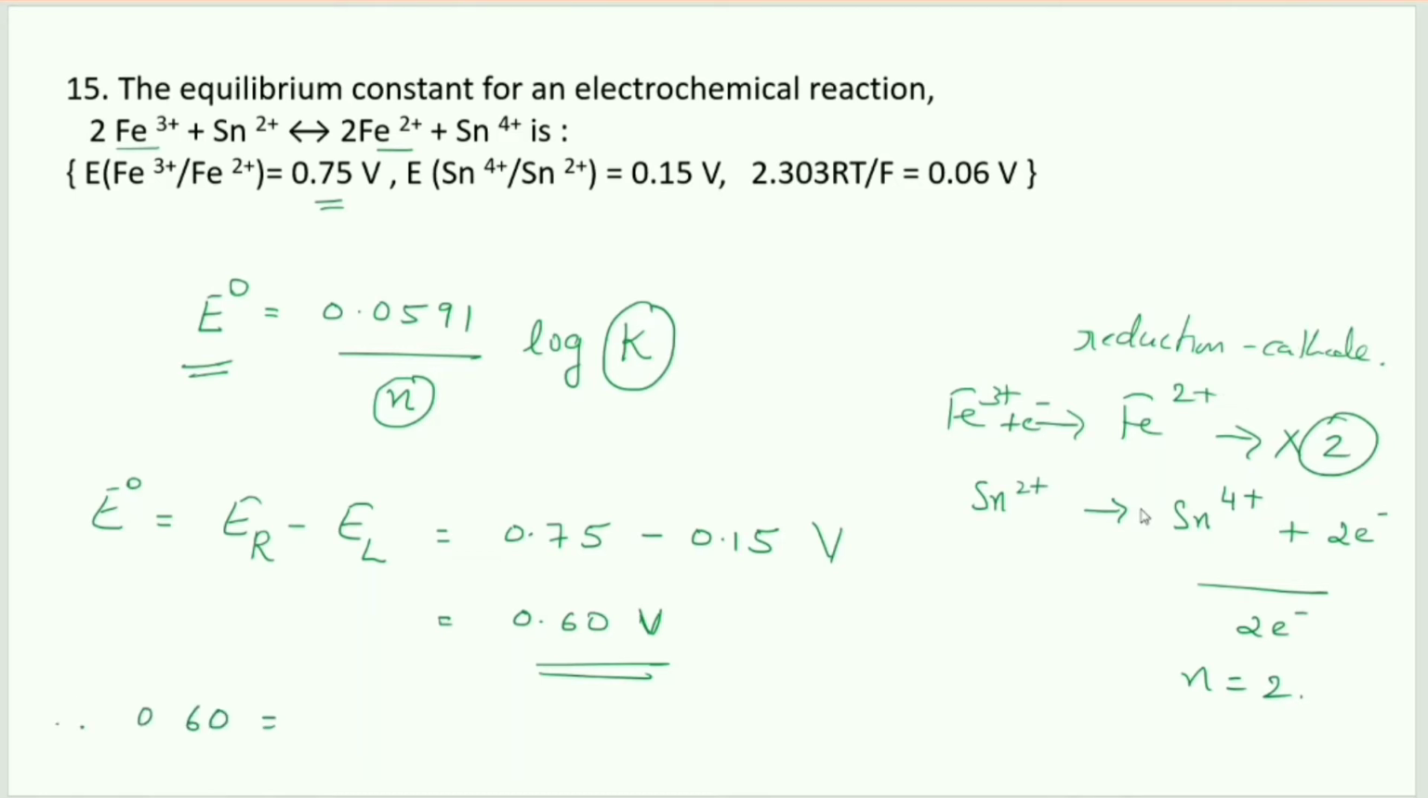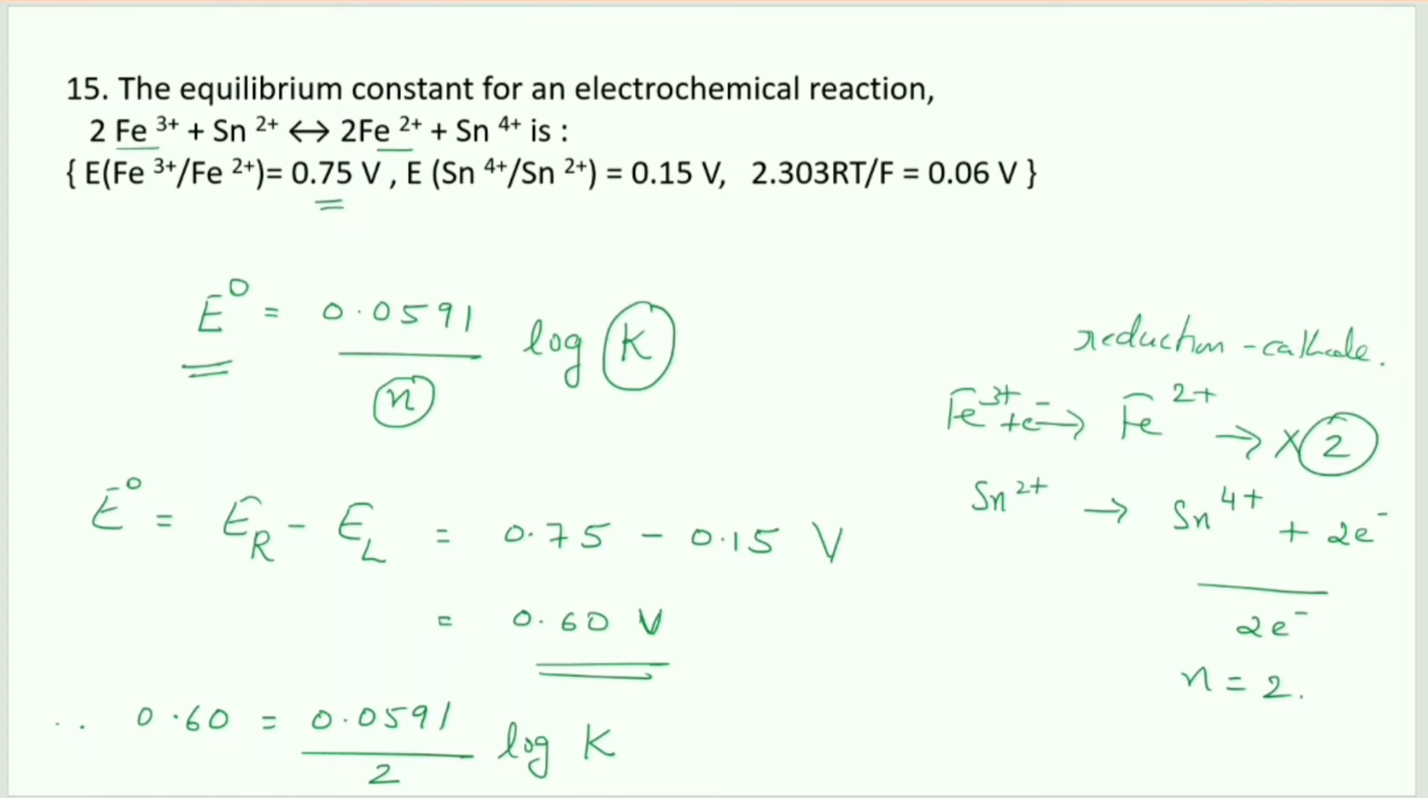0.60 equals 0.0591 by n, which is 2, log K. Log K equals 2 into 0.60 divided by 0.0591. When solving this you will get 20. Therefore, K equals the antilog of 20, that is 10 raised to 20. So the equilibrium constant will be 10 raised to 20.